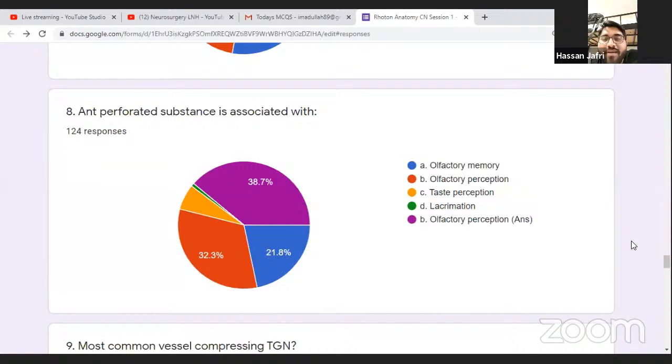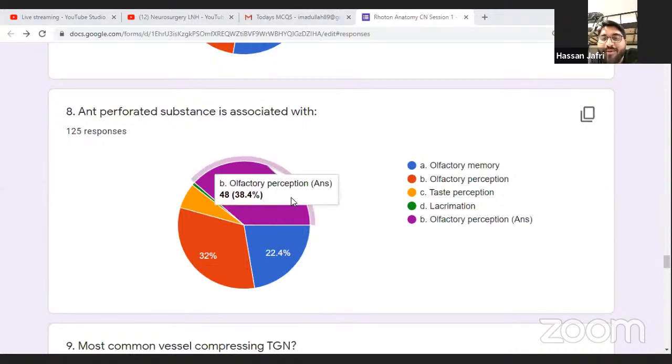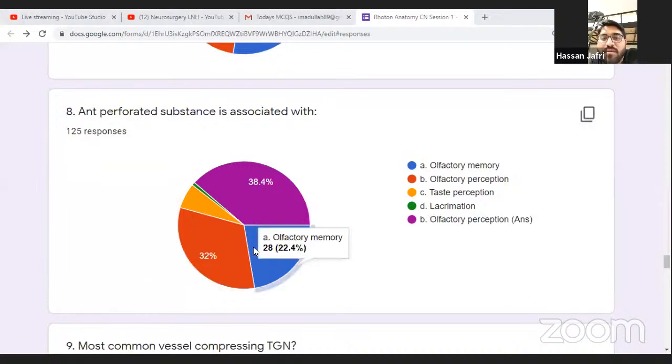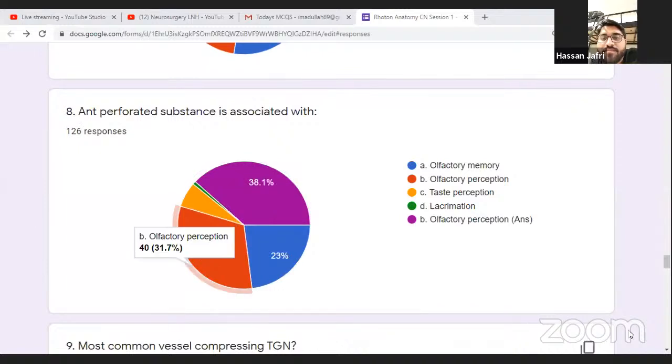So anterior perforated substance is associated with olfactory memory, olfactory perception, taste perception, lacrimation. The answer is written over there: olfactory perception. Around 38% got it right.